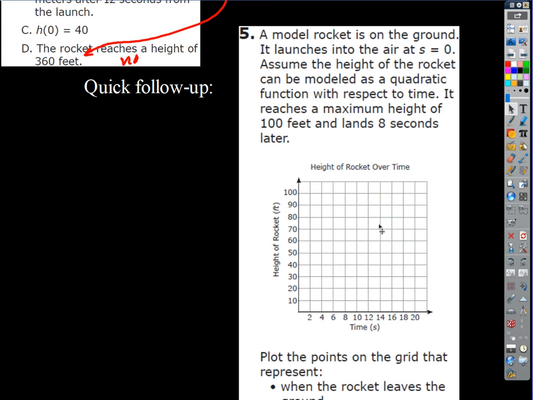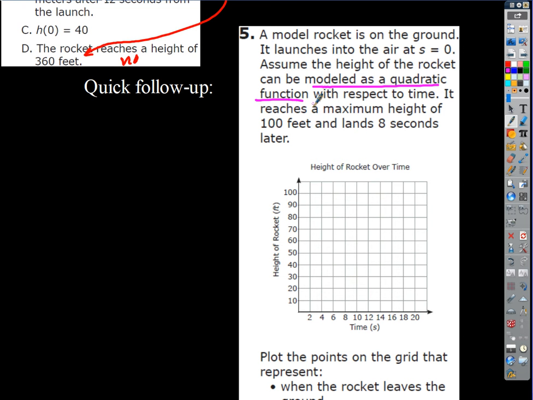If you look at the graph here, on the vertical axis, we've got height of the rocket, so that's h. The horizontal axis, we've got time, that's s, right? I guess measured in seconds probably. So s equals 0 when we launch it. It's modeled by a quadratic function. So what's the shape of this graph going to be if it's modeled by a quadratic function?